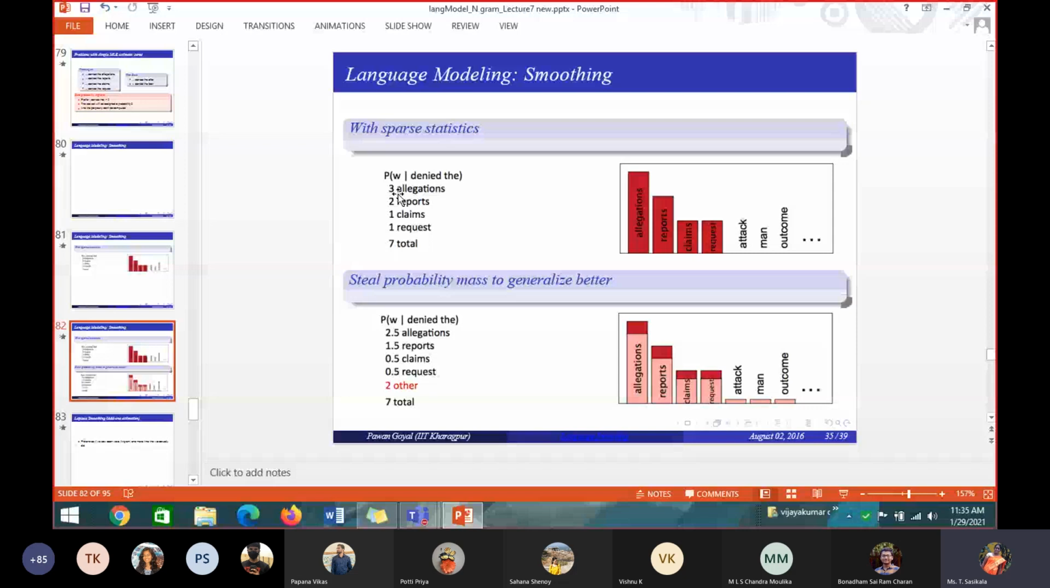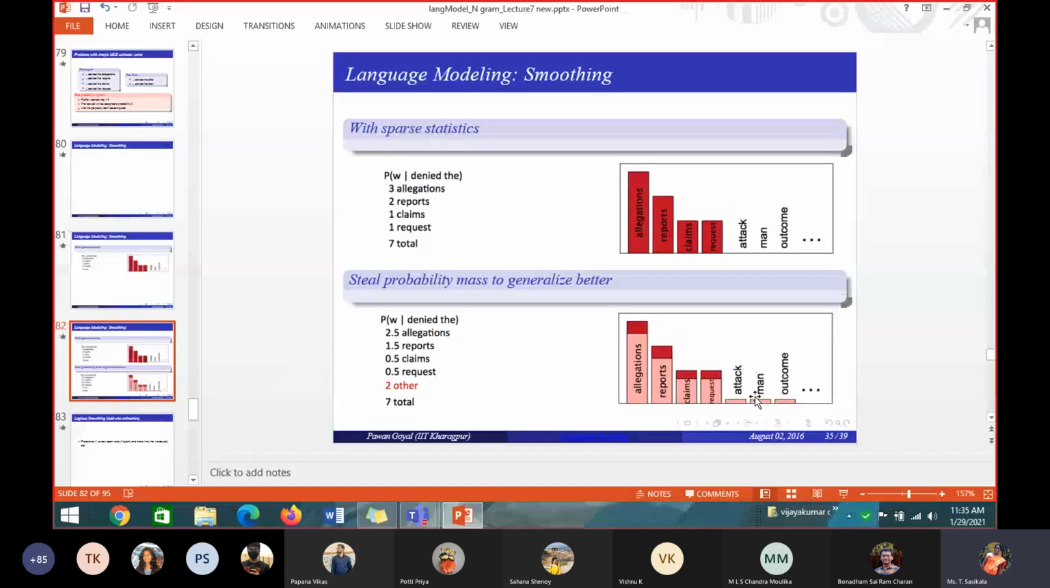It all adds up to the probability of 3 out of 7. Out of 7 sentences, 3 sentences have allegations. So 3 by 7, 2 by 7, 1 by 7, 1 by 7, totally it will add up to 7 by 7, which is 1. So here I am stealing some probability mass. Totally how much have I stolen? 2 by 7. I have taken a probability mass of 0.5 from each of the 4 words, which gives 2 by 7. That 2 by 7 will be distributed to what? It will be distributed to attack, man, and outcome.